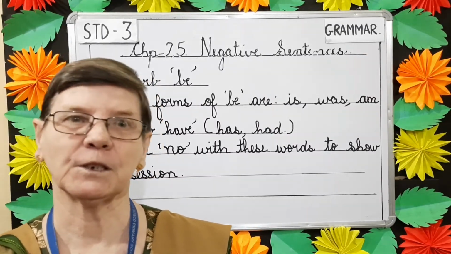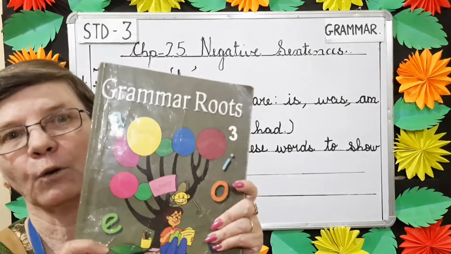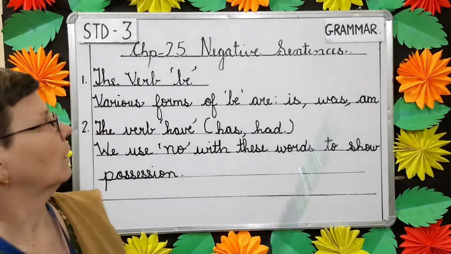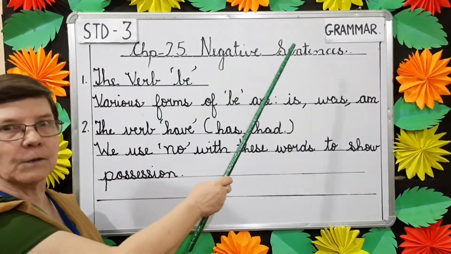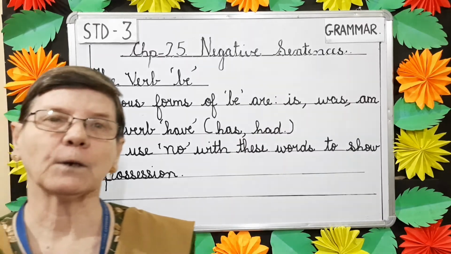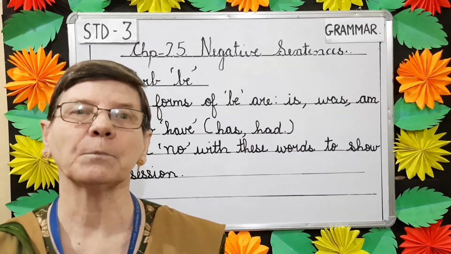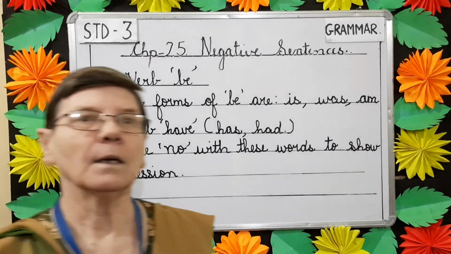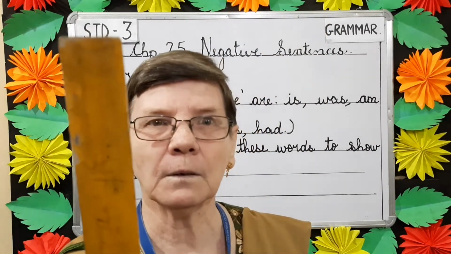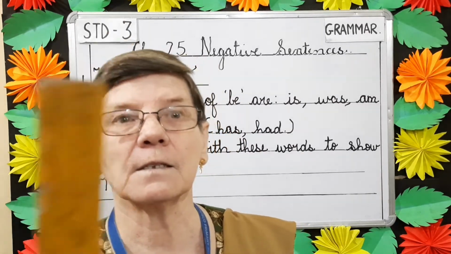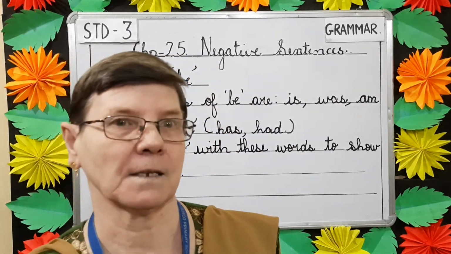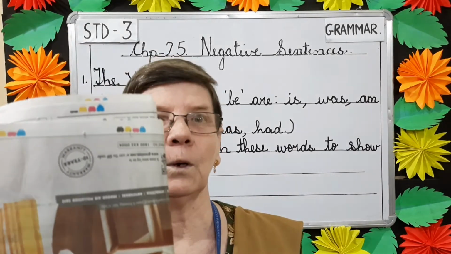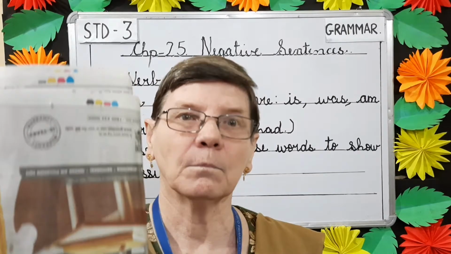Today I'm going to teach you grammar from Grammar Roots Book 3, Chapter 25, Negative Sentences. Now before I go on to the chapter, let me ask you a few questions. Is this a pencil, children? No, this is not a pencil. Is this a book? No, this is not a book.